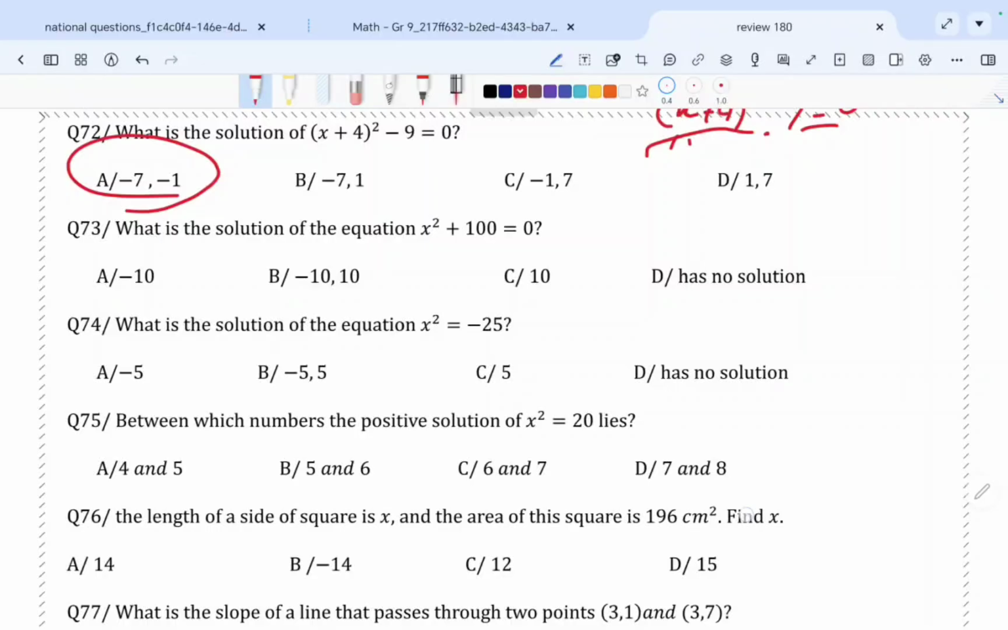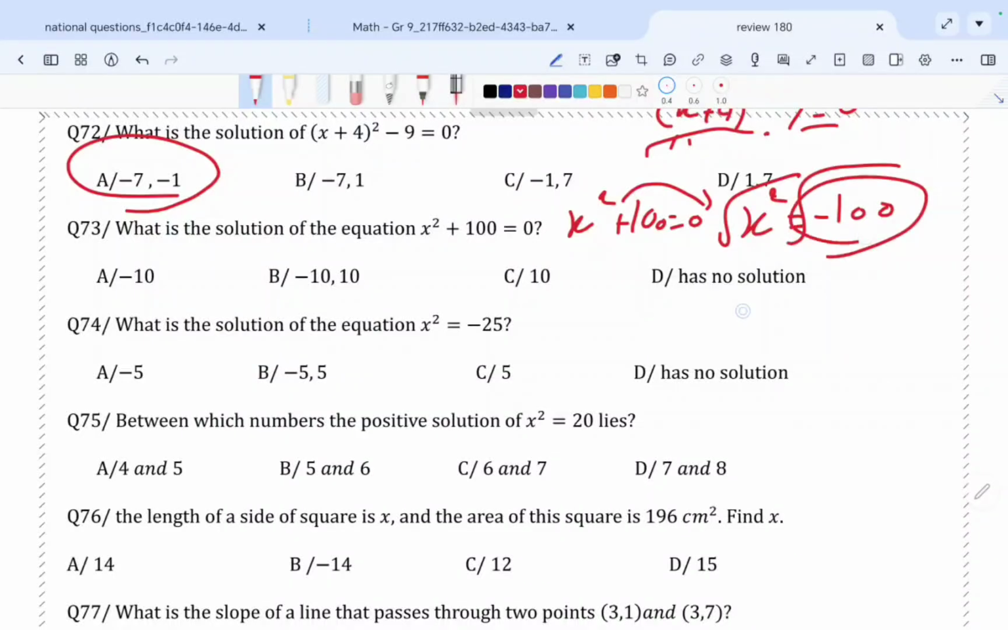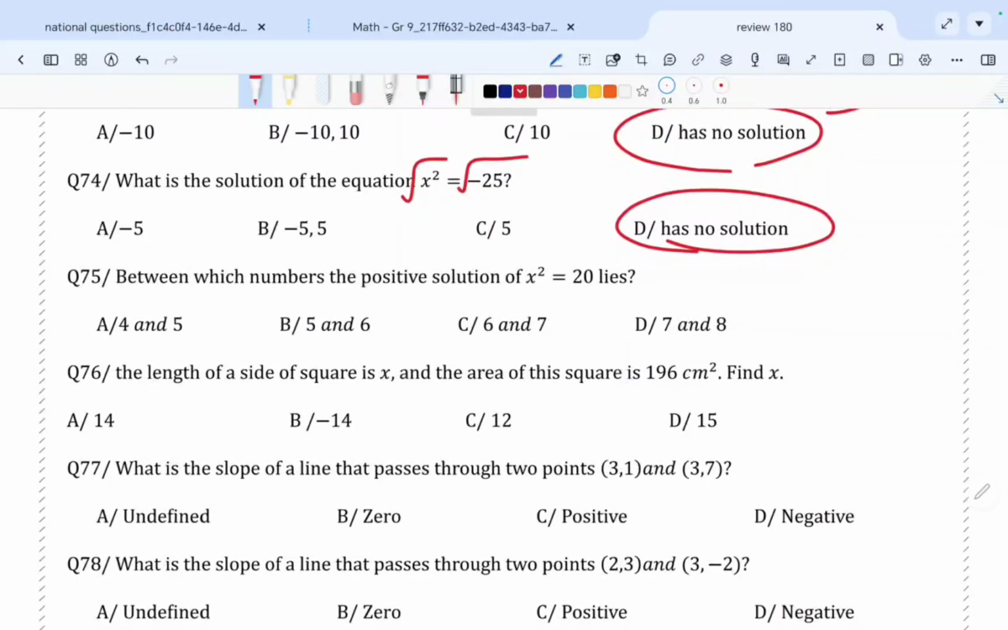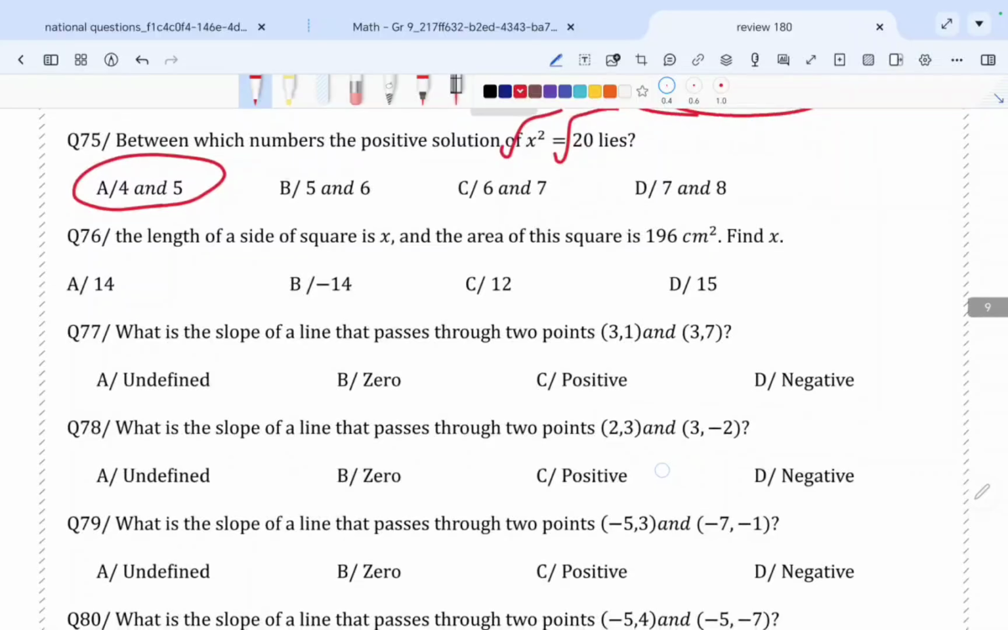Now, what's the solution of the equation x^2 + 100 = 0? When you move 100 to the other side, x^2 = -100. When you take a square root, this one is not real, so it has no solution. Now we have x^2 = 20. Take a square root of each side. The square root of 20 is between 4 and 5.